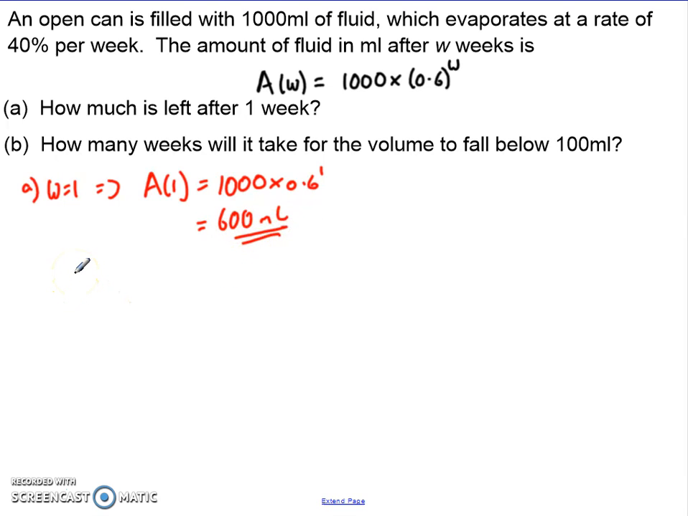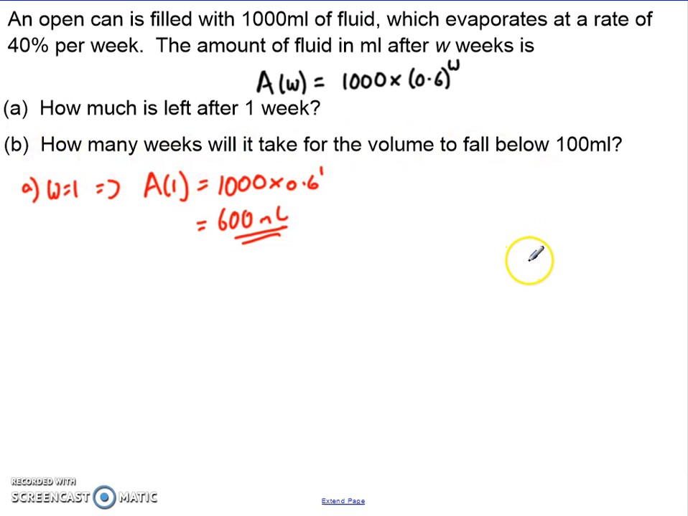Now, a common mistake that a lot of people make at this point is they then assume that's how much comes out each week. It's not. It's 40% of the previous week's amount that comes out. It's not the same amount each week, because if that was the case, by the end of week 3 we'd have nothing left. The can would actually end up being a negative amount, something that just can't happen. So it's 40% of the previous week's amount.